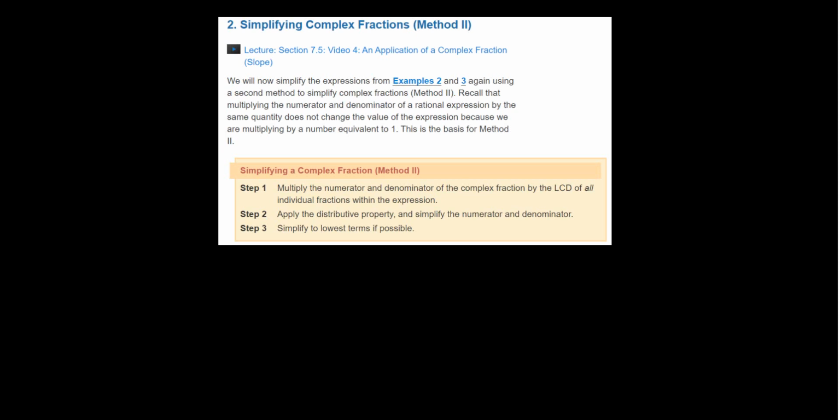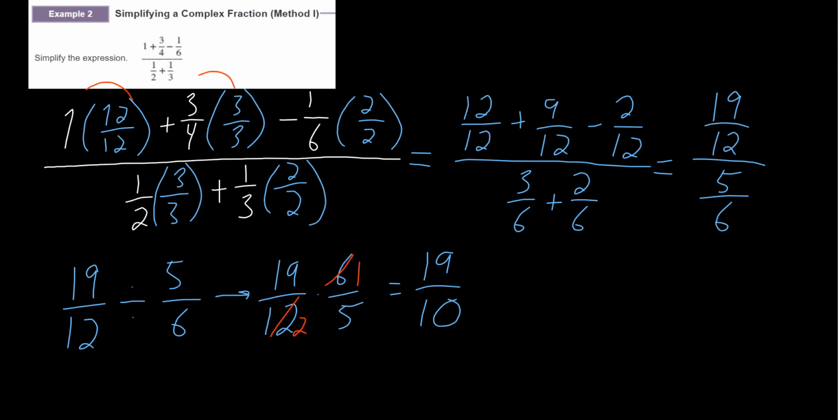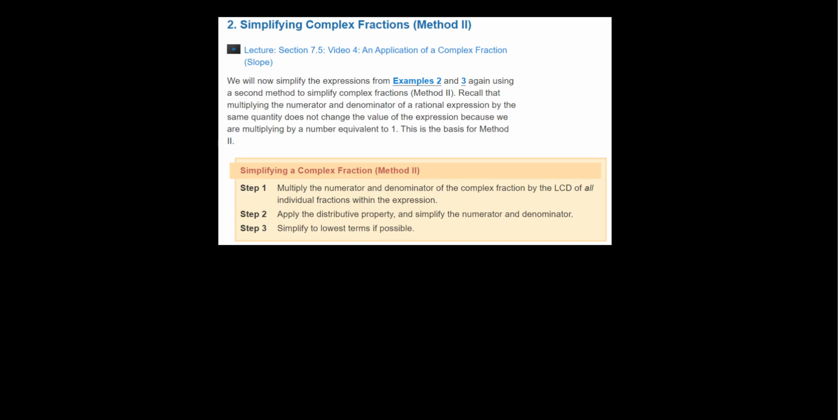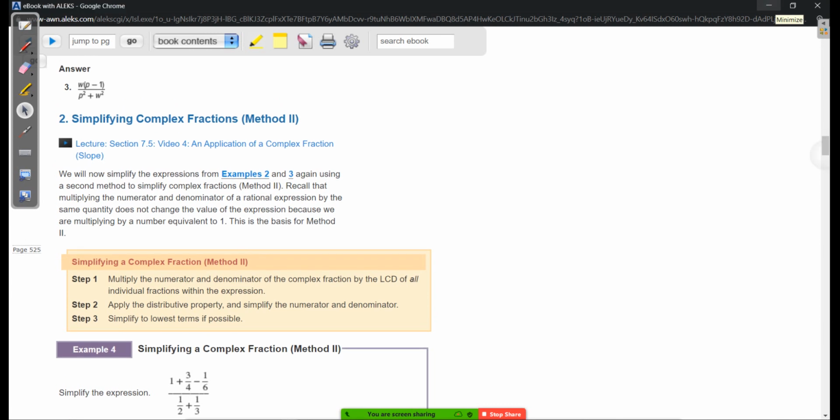Alright, so what we're going to be doing here is, instead of multiplying each individual term by some number to get a common denominator in my numerator and denominator, right? In this example, we multiplied every individual term by something to change the value, right? Instead, what we're going to do is multiply the entire fraction. So, example 4.